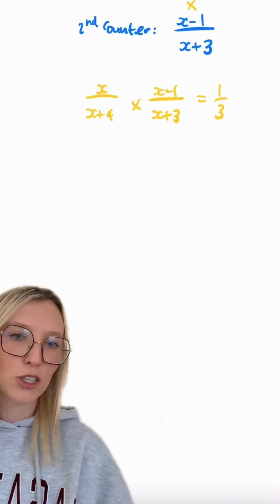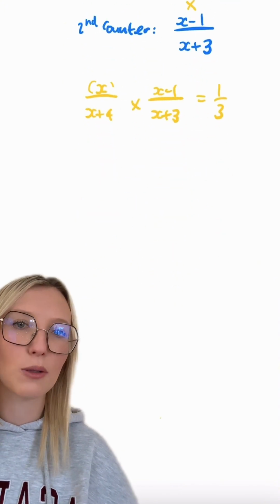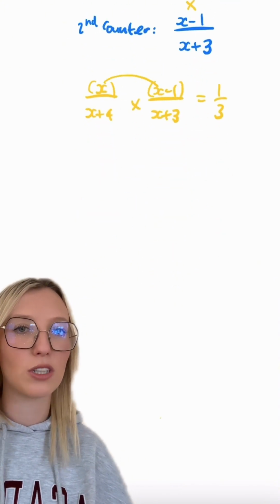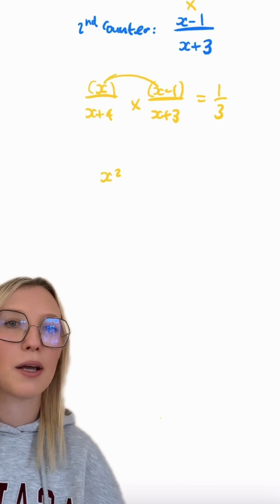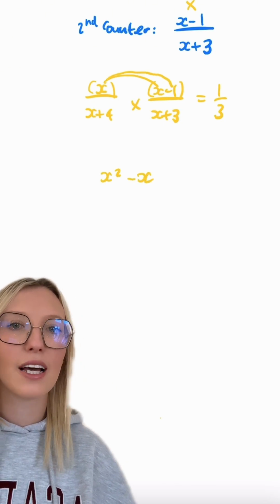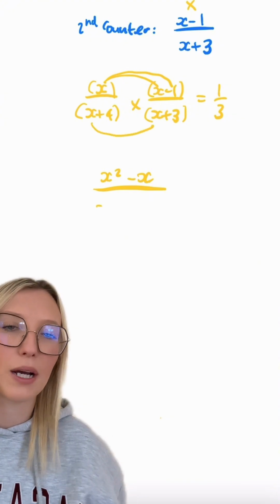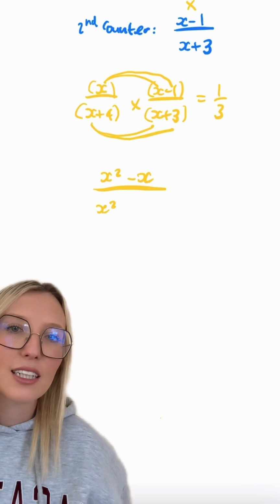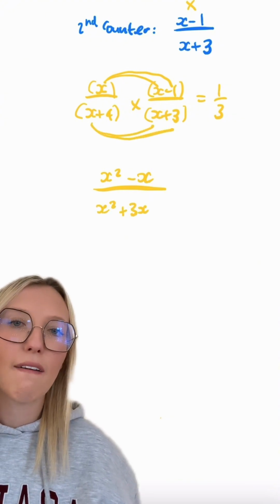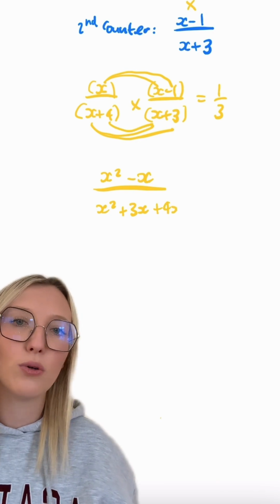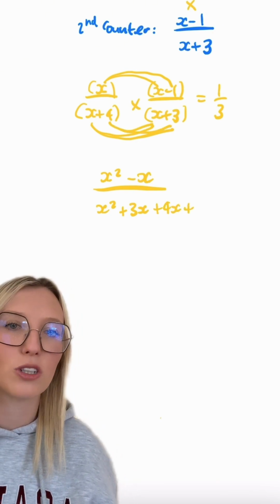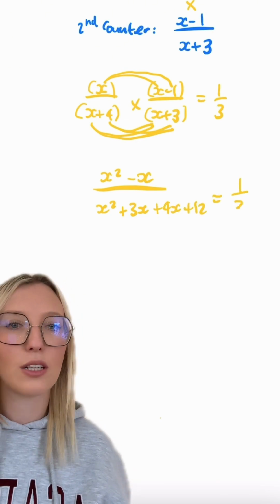Now to multiply fractions, we're just going to multiply the two numerators. So we get X times X, which is X squared, and X times minus 1, which is minus X. And that's going to be over the two denominators multiplied. So here we've got X times X, which is X squared, X times 3, which is plus 3X, 4 times X, which is plus 4X, and 4 times 3, which is 12. And we know that this equals 1/3.